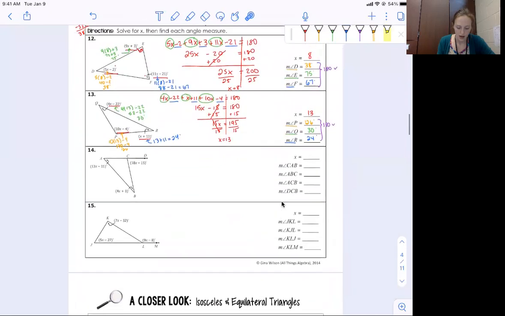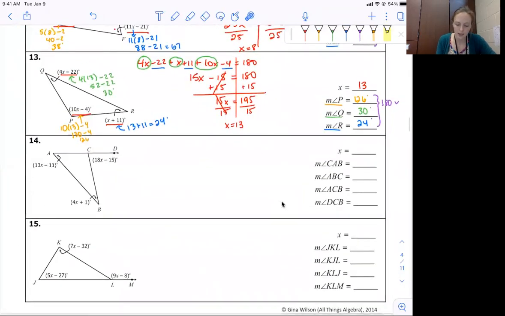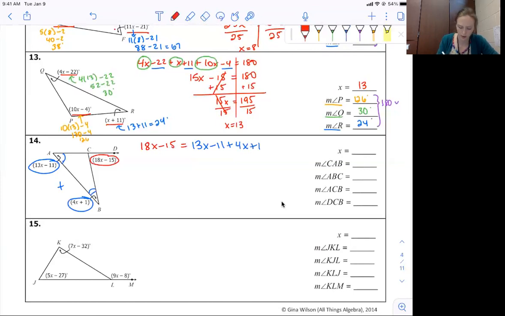So the outside angle, in this case, I'll use red. The outside angle is 18x minus 15. That will equal the other two angles added together. The other two, we call them non-adjacent interior angles, so the far away ones. So I'm going to take 13x minus 11 plus 4x plus 1. And then I just solve this equation. So I draw my line.